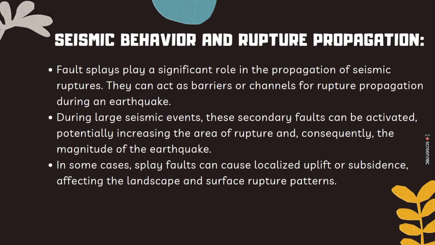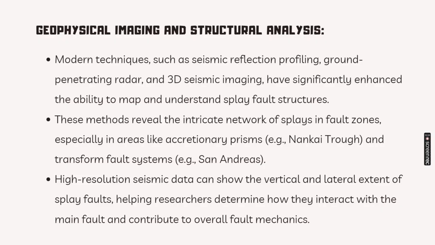Okay, so during large seismic events, these secondary faults can be activated, potentially increasing the area of rupture and consequently the magnitude of the earthquake. In some cases, splay faults can cause localized uplift and subsidence, as I have mentioned, pop-up blocks, affecting the landscape and surface rupture patterns. Modern techniques such as seismic reflection profiling, ground penetrating radar (GPR), and 3D seismic imaging have significantly enhanced the ability to map and understand splay fault structures.